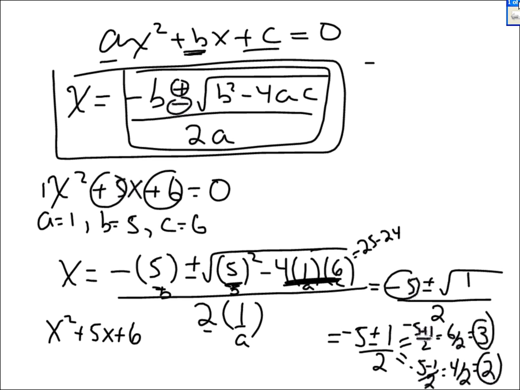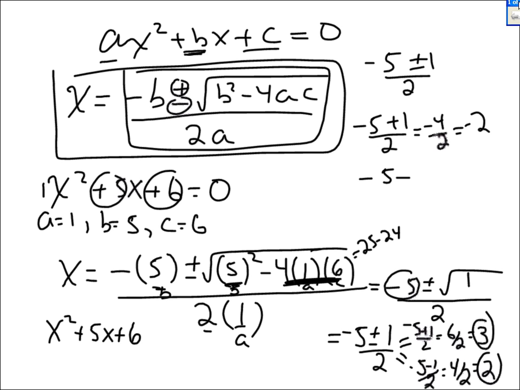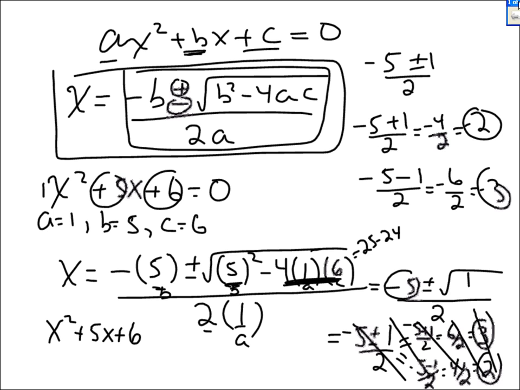You write it clear up here. Negative 5 plus minus 1 over 2. Well, one answer is negative 5 plus 1 over 2, which is negative 4 over 2, which is negative 2. The other answer is with the minus, negative 5 minus 1 over 2, which is negative 6 over 2, which is negative 3. So those are the two answers. These were not the two answers. The square root of 1 was 1. So it's negative 5 plus 1 over 2, and negative 5 minus 1 over 2.